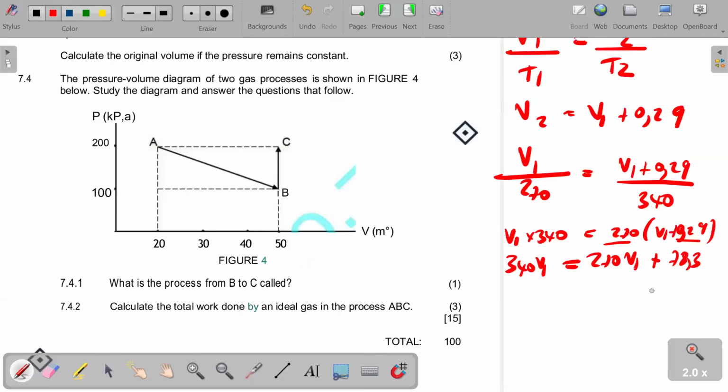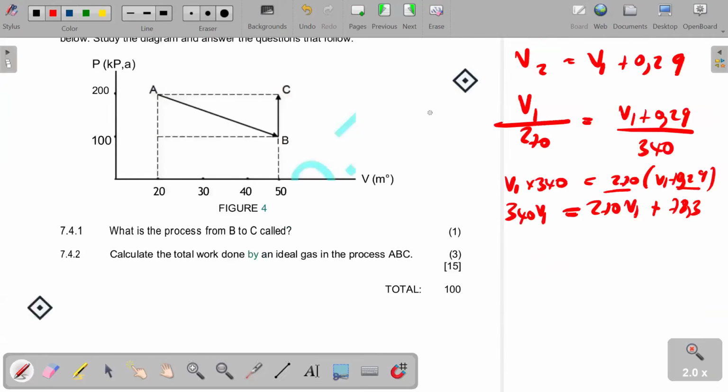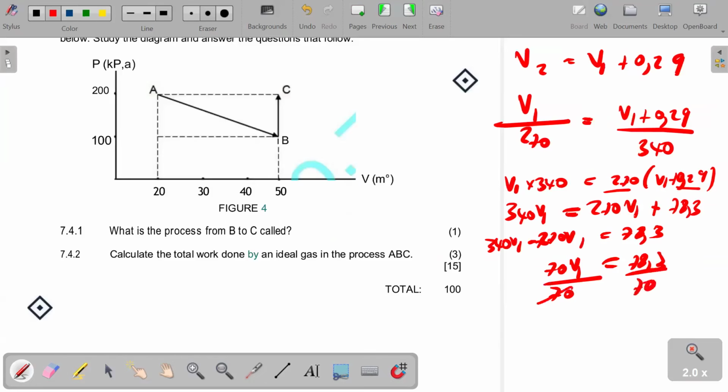78.3. Transposing, it gives us 340 V1 minus 270 V1 is equal to 78.3. So 70 V1 is equal to 78.3. Divide by 70 on both sides. So V1 is equal to 1.11857142, that's 1.119 cubic meters. That marks our V1, the original volume.